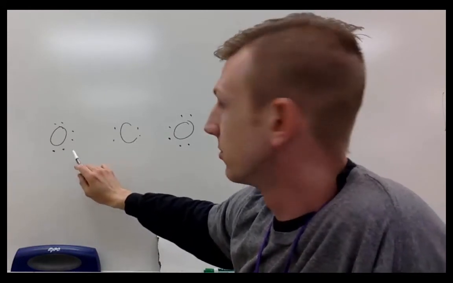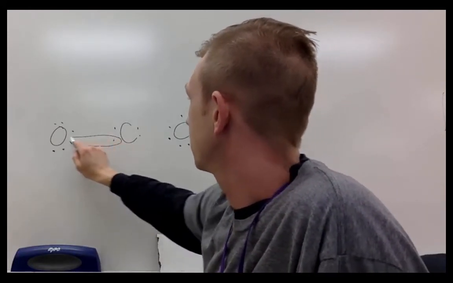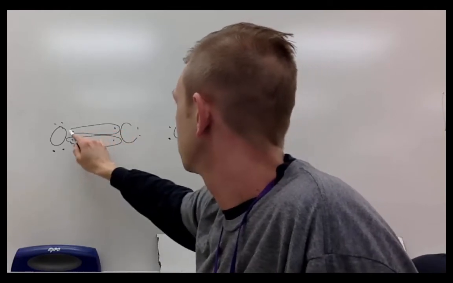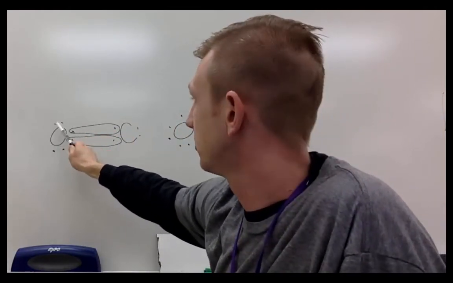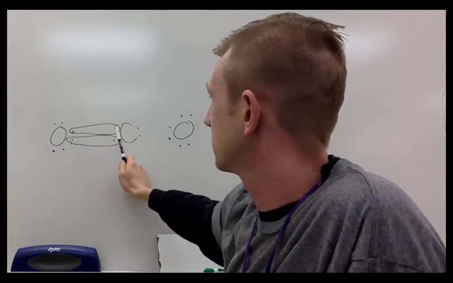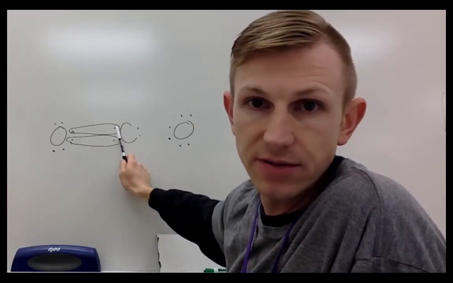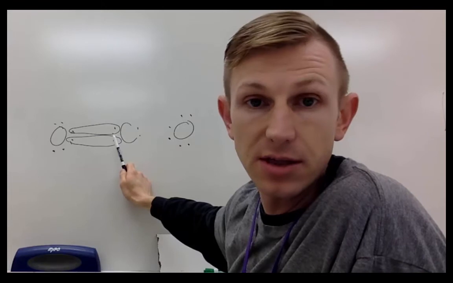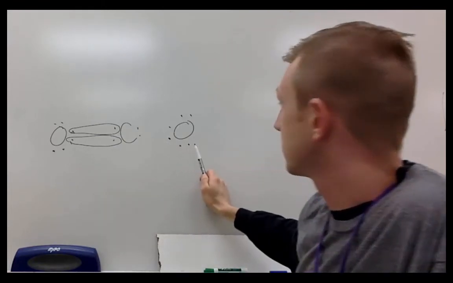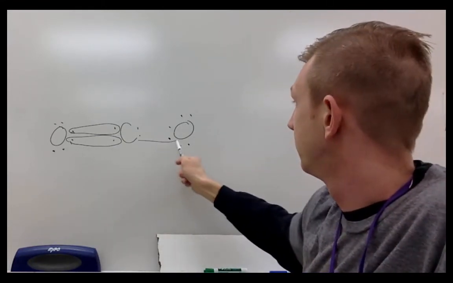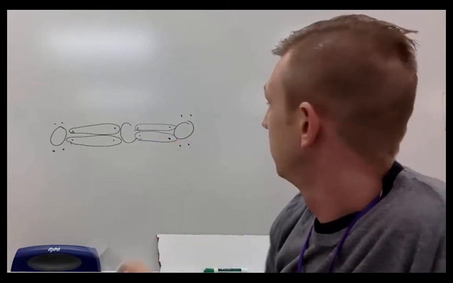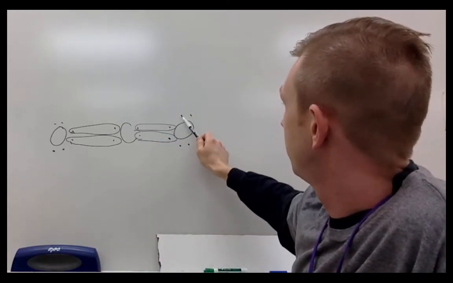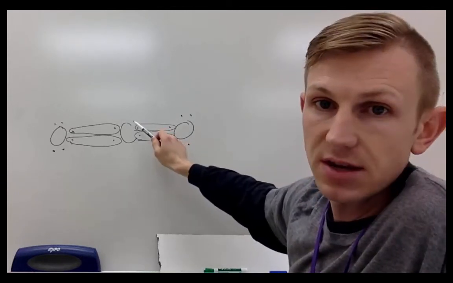But here's what I can do. I could share these electrons, and when I do that, oxygen now has 1, 2, 3, 4, 5, 6, and then it's also sharing this 7th and 8th one. So now this oxygen's happy. Let's take a look over here. If we do the same thing, 1, 2, 3, 4, 5, 6, and then it's sharing this 7th, 8th.